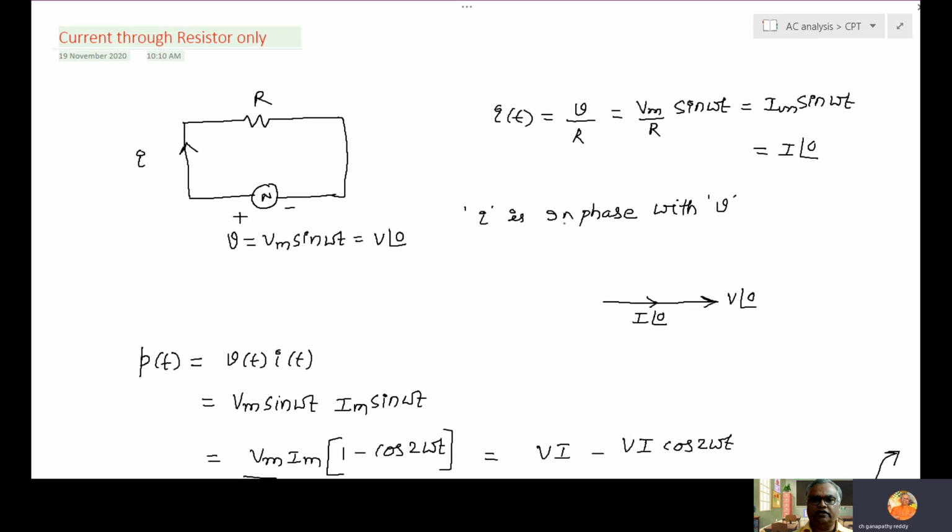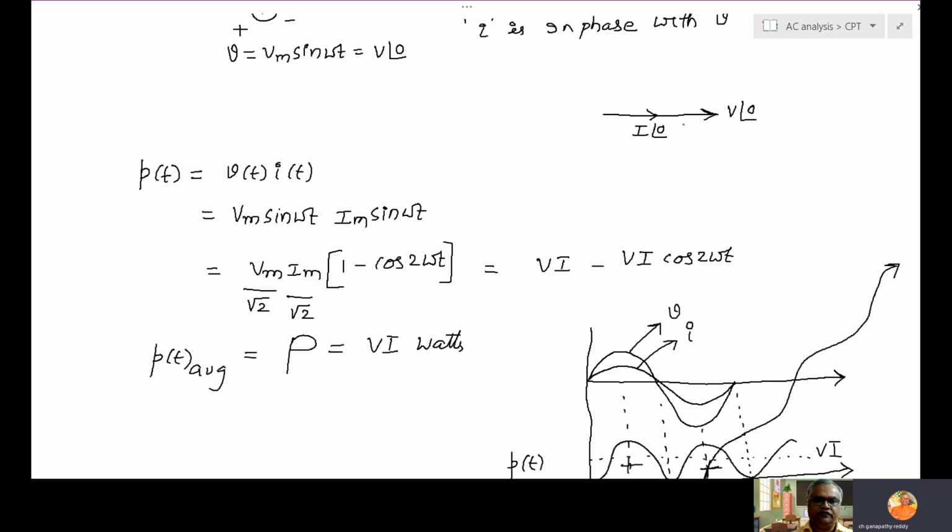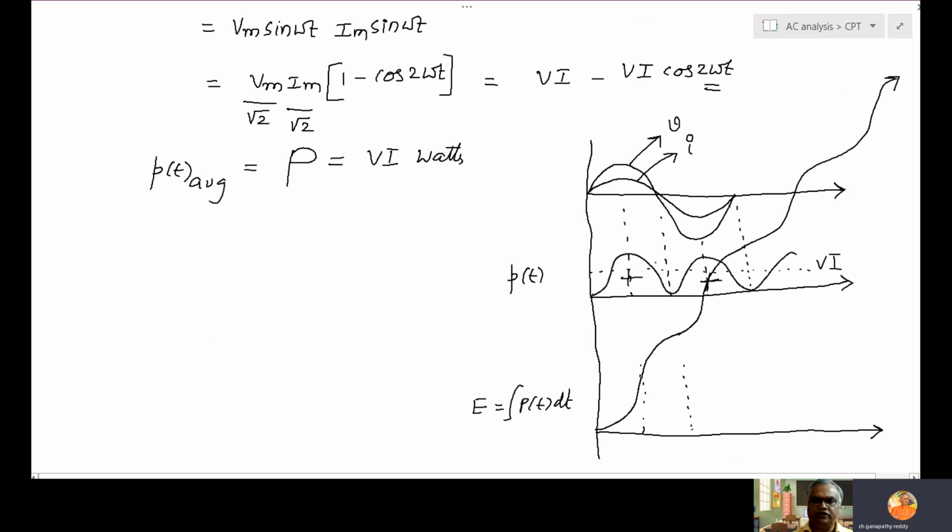So the first one is current in phase. This is the phasor form. The instantaneous power frequency here is also double the input signal frequency. Here also the frequency is double and the energy increases in a snake pattern. But here it continuously increases and never comes back to zero. So that is the meaning of energy.